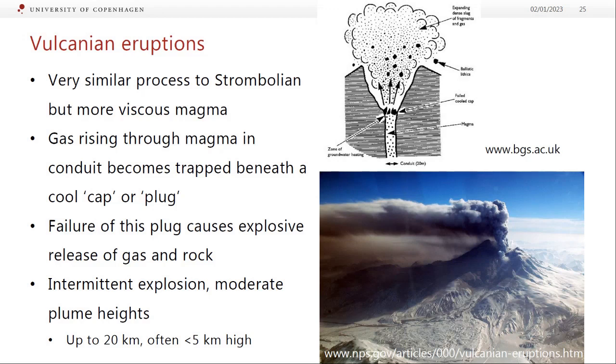These are fairly intermittent explosions, so you can get repeated Vulcanian eruptions over time. And they are not as dangerous as some of the other ones that we're going to look at, although I believe they're not exactly safe either. Typically at moderate plume heights, they can go as high as 20 kilometers into the atmosphere, but most of the time this eruption column is only going to be less than 5 kilometers tall.